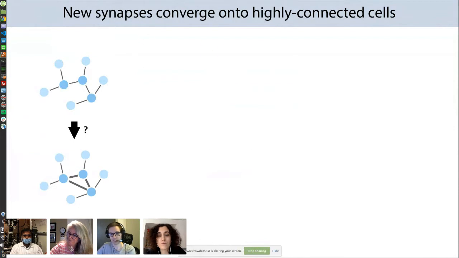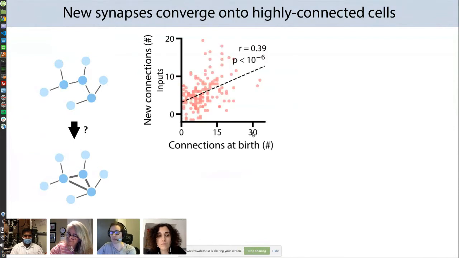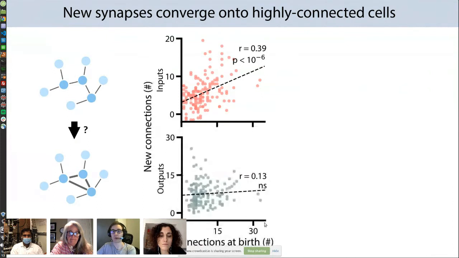And consistent with this idea, we found that the number of connections that a neuron has at birth is correlated with the number of new input connections they receive later in life. So here, every data point is 1 neuron. But surprisingly, neurons with more connections at birth were not more likely to add new output connections. So new connections only converge onto these highly connected neurons.